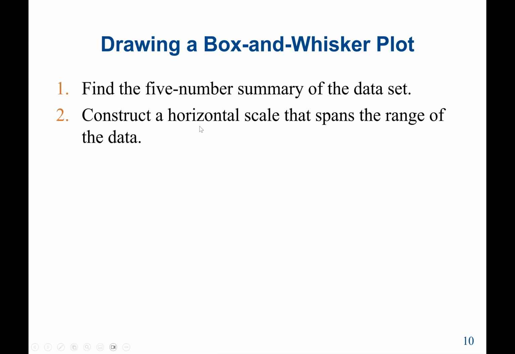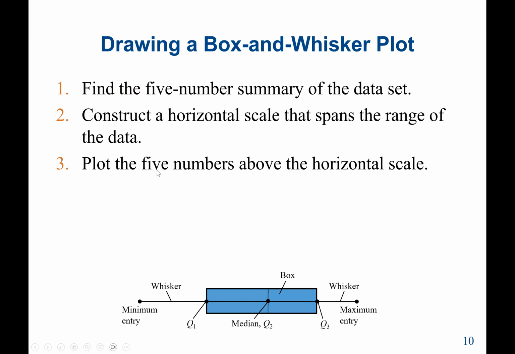Then we construct a horizontal scale that will span the range of the data. Then we plot the 5 numbers above the horizontal scale. So we can see our example here. This is our horizontal scale. We have the minimum entry, the maximum value on the right side, and then the Q1, Q2, and Q3.